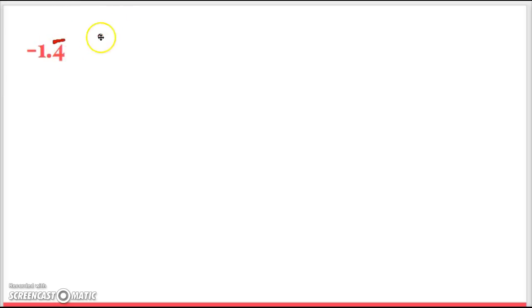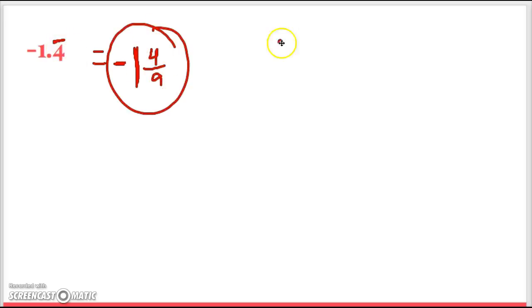We have negative 1.4 repeating. Now this one's a little bit different because you have a whole number out here. All that's going to do is that whole number is going to be the whole number in front of your fraction. So negative 1. And then you follow the same process. The number that's repeating is 4, so that becomes your numerator. And your denominator, since that goes out to the tenths place value, 10 minus 1 is 9. So this would be negative 1 and 4/9.